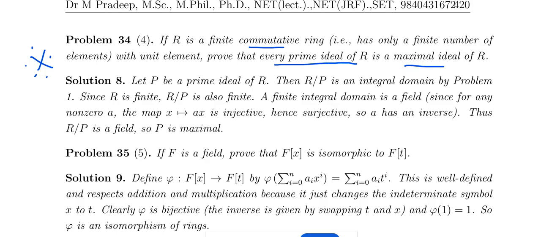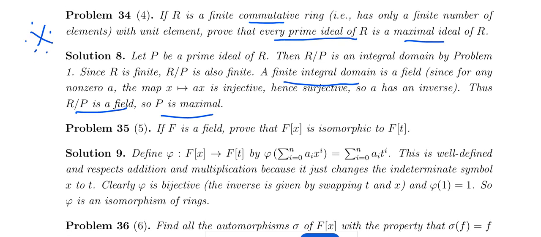Suppose P is a prime ideal of R. R by P is an integral domain. By problem 1, since R is finite, R by P is finite. What do we know? A finite integral domain is a field. Every finite integral domain is a field. So R by P is a field. If R by P is a field, then P is maximal. So a very simple proof, a very important result: in a finite commutative ring with unit element, every prime ideal of R is a maximal ideal of R.